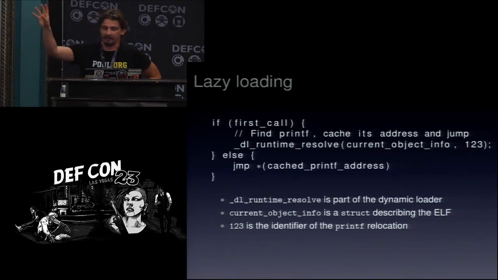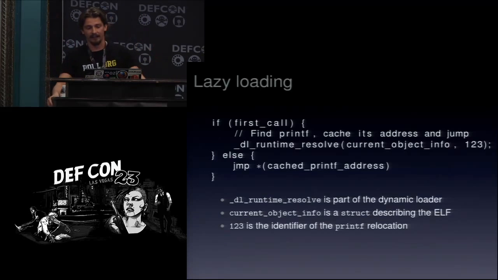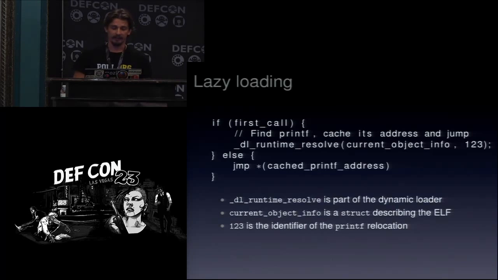So it works a bit like this. This is pseudocode. It's actually optimized assembly code, so the trampoline doesn't look like this, but this is the high-level idea to make you understand. If it's the first call, the first time that the trampoline is being called, the main binary will pass the control flow to the dynamic loader, calling this dl_runtime_resolve function, which we'll explore in a bit.